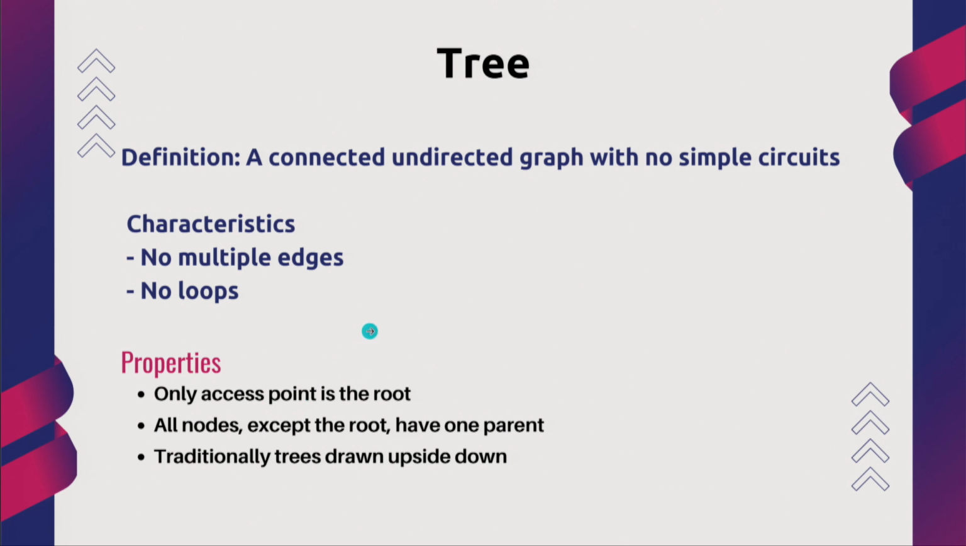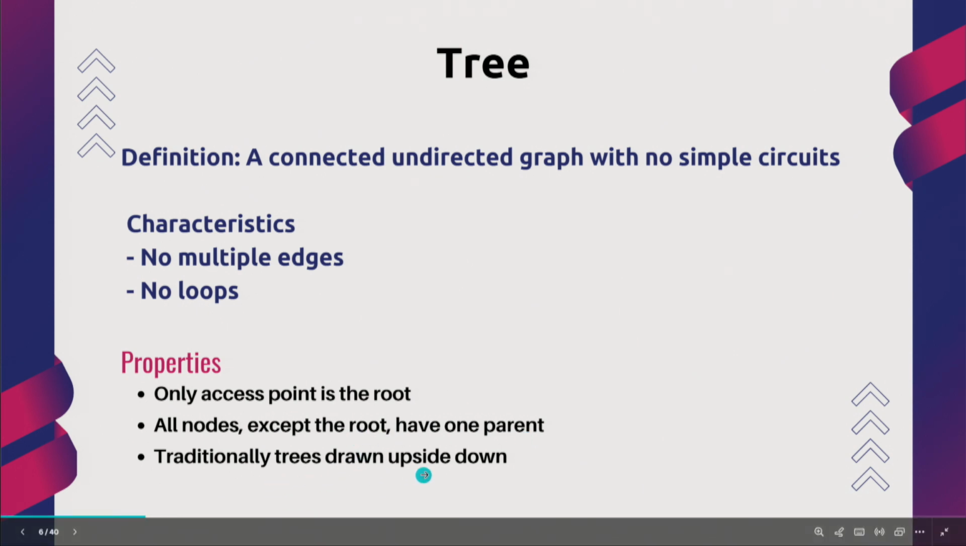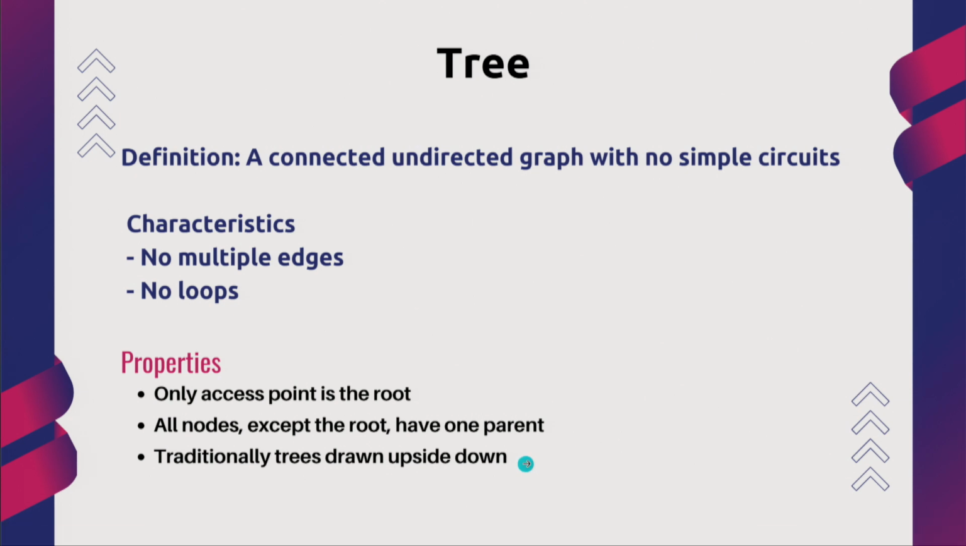And there are certain other properties that should be true for a tree. One is that the entry point to your tree is your root. So you always need to know the root node from which you can access all other nodes in your tree. And all nodes except the root have one parent. So that is what I said earlier, every node can have a maximum of only one parent, but this is not true for the root. And traditionally trees are drawn upside down. You need to visualize trees upside down, so that the root is at the top and the leaf is at the bottom.